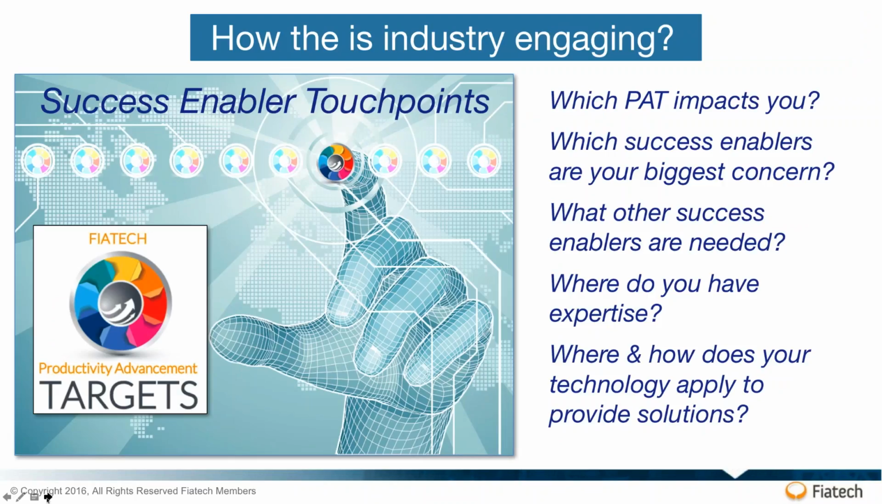So we have data we can share with you, but basically the industry is engaging in a number of ways. Essentially what's going on is stakeholders are looking at the success enabler touch points and identifying which ones are most impactful to them and getting involved in those. It may be in one particular productivity advancement target or another, but it's essentially an a la carte world. Various success enablers resonate more strongly with an entity than others, and it varies depending on the organization, the maturity of organizations, and the market segments served.